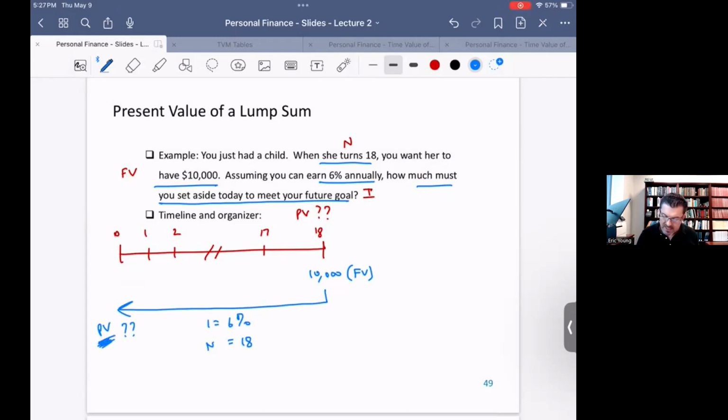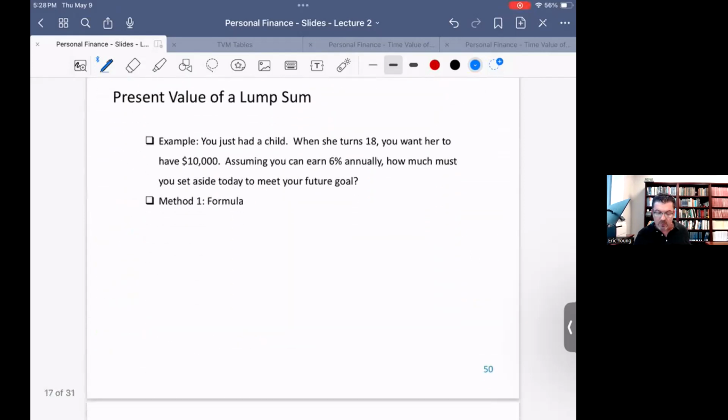We can also do this as an organizer. I like these. So we'll do PV, FV, N, I, and PMT. The present value now is what we're solving for. We don't know that variable. The future value is $10,000. The N is 18. The I is 6% or 0.06. It's a lump sum, not an annuity, so we're going to put a 0. Okay. So how do we solve this?